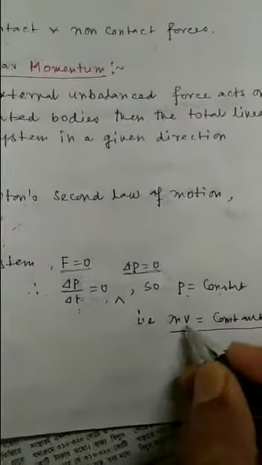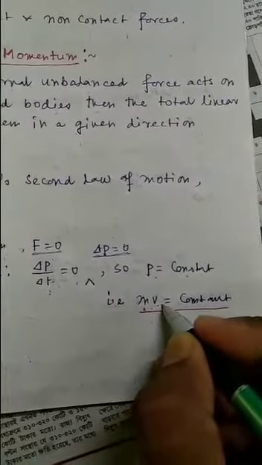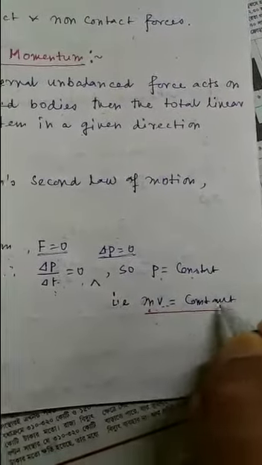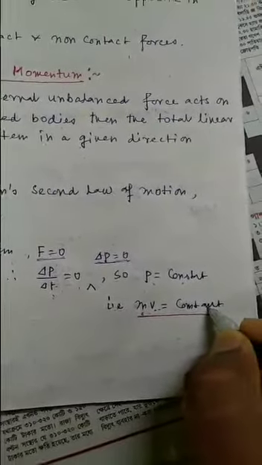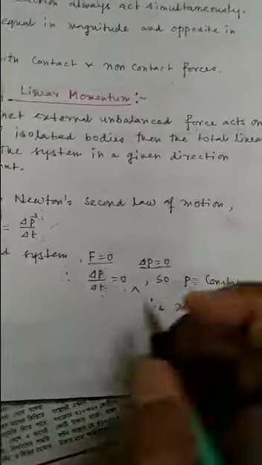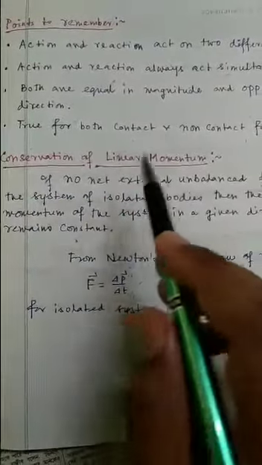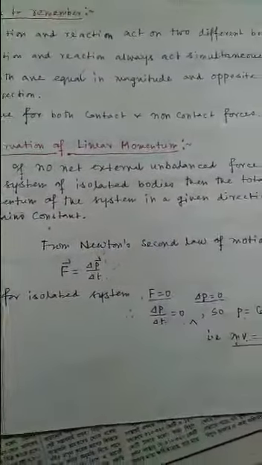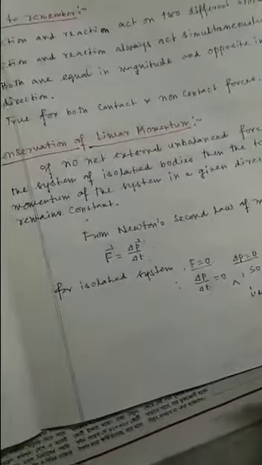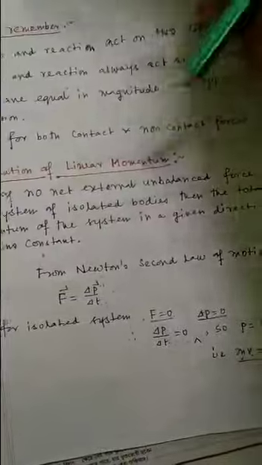And you know, momentum is nothing but the product of mass and velocity. So mass and velocity remain constant for an isolated system of bodies if no external net force acts on the body. This is the conservation of linear momentum. Clear? Okay. So let me explain this conservation of linear momentum by some suitable examples.